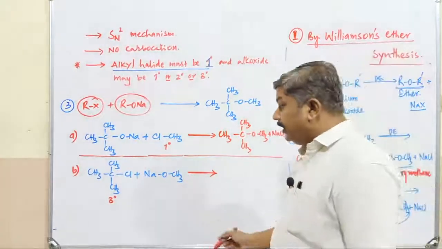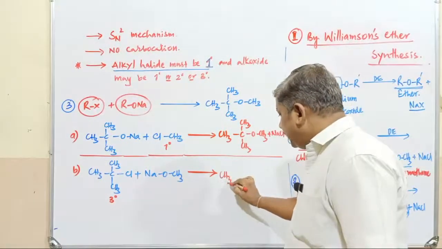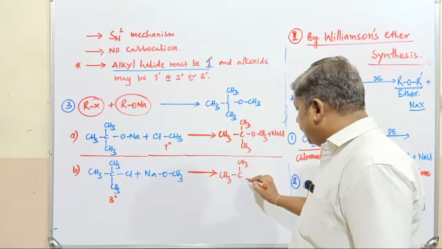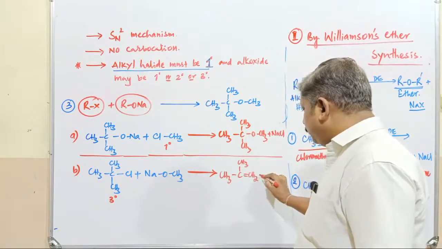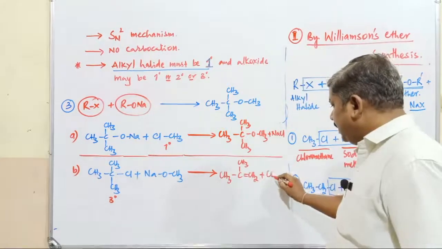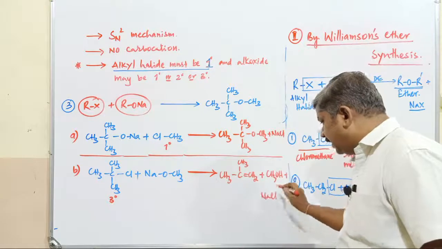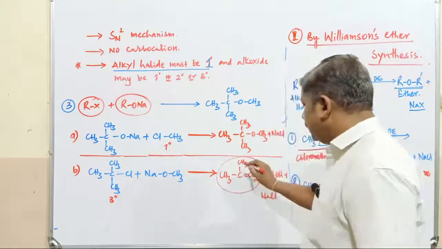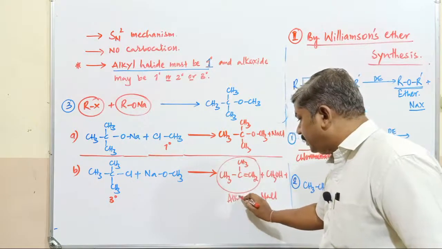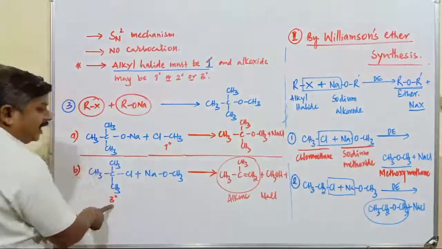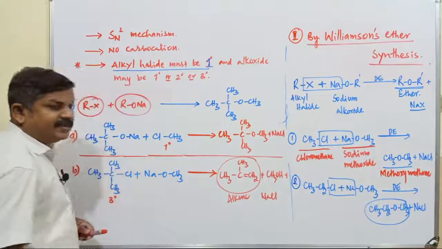Then which compound is possible here? It is CH3, carbon, CH3 double bond CH2 plus CH3OH plus NaCl. Which compound is this one? An alkene formation takes place. If you are using tertiary alkyl halide, formation of alkene takes place instead of ether.